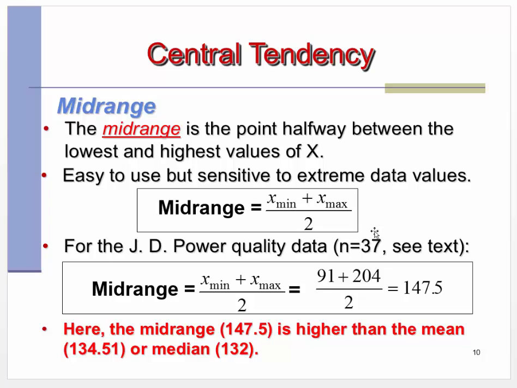For the J.D. Power quality data again, the mid-range would be the lowest one plus the highest one divided by 2, which gives you 147.5. Here the mid-range 147.5 is higher than the mean of 134.51 or the median of 132.